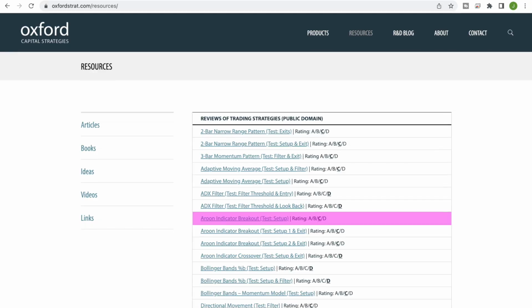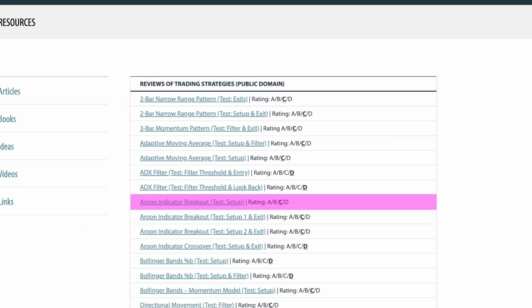In this video, I'm doing a thorough backtest of a strategy which uses the Aroon Indicator or the Aroon Oscillator. It's not my own strategy, it's one I picked up from a website called Oxford Capital Strategies, and they call this strategy the Aroon Indicator Breakout Strategy.